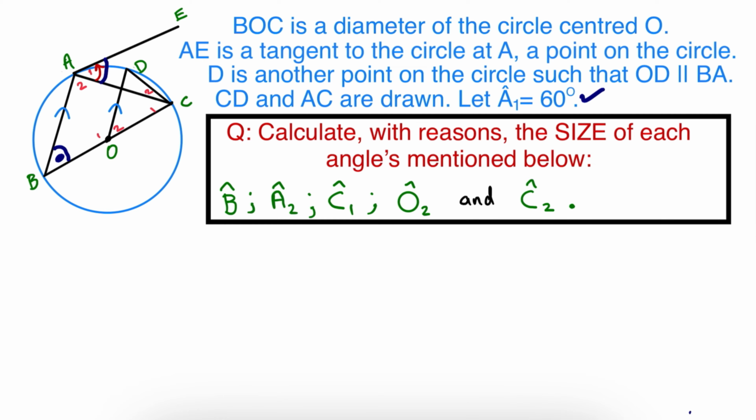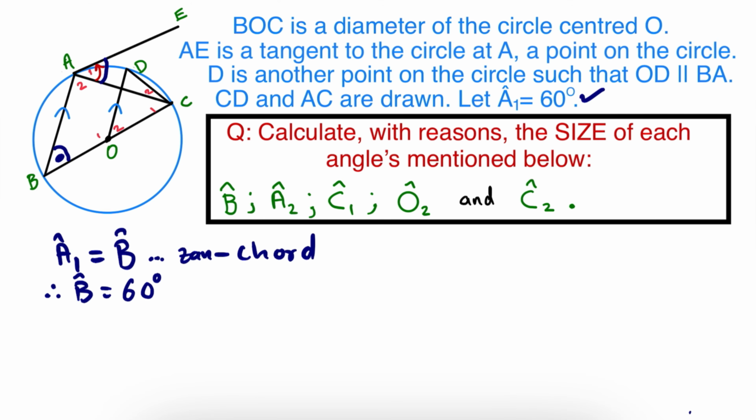So I'm going to write it, all right? So basically, A1 will be equal to B, right? Our reason is tan chord, right? And then we're going to say, therefore, our B will be equal to 60 degrees, because it's given, right? So we got the first one, right?